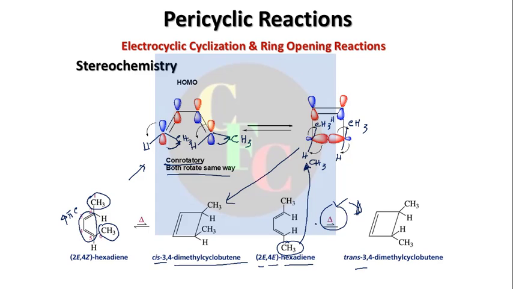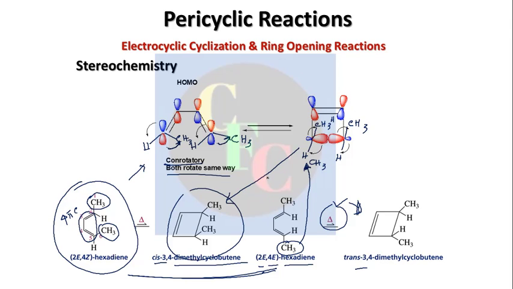Again, you have to mention the condition. This is also important. So under thermal conditions, if you want to get the trans dimethylcyclobutene, then you have to start with EE hexadiene. Whereas if you want to get cis, you have to start with EZ. So that means one particular stereoisomer, these are two stereoisomers, one particular stereoisomer will give only one particular stereoisomer of the product. This kind of reaction is again called what? Stereospecific reactions.